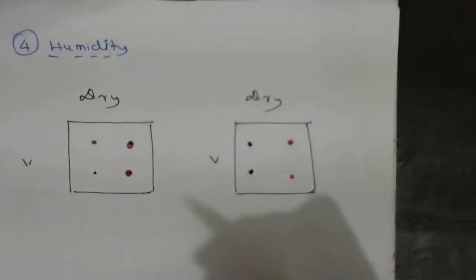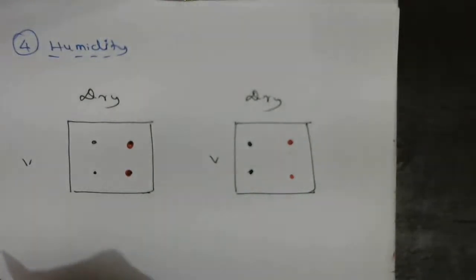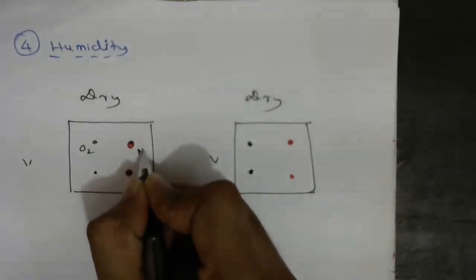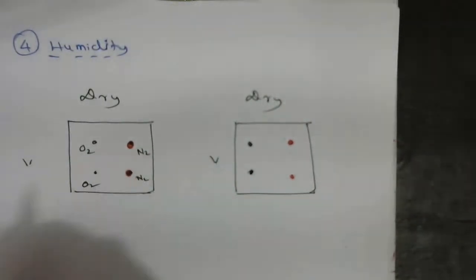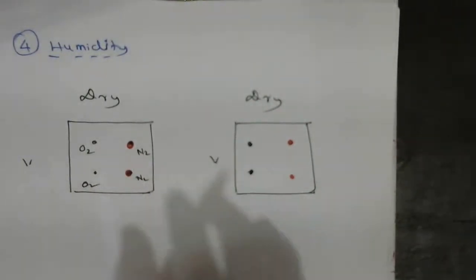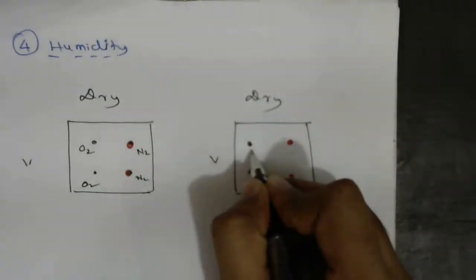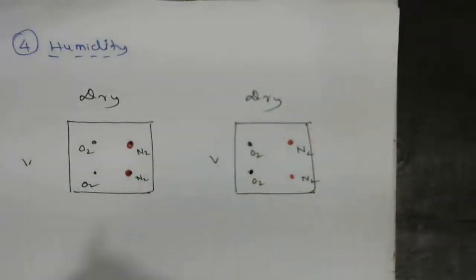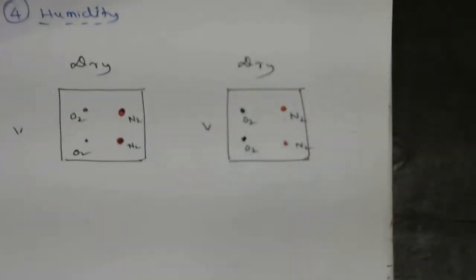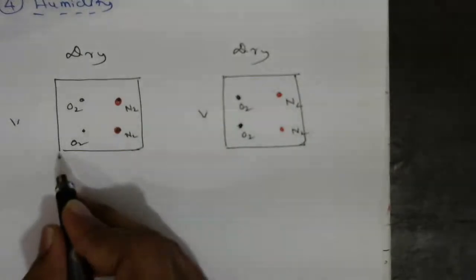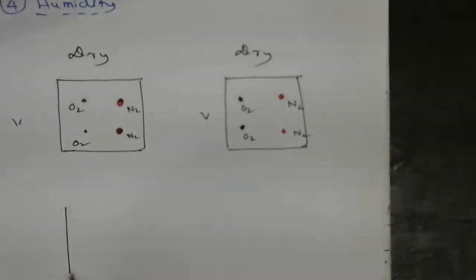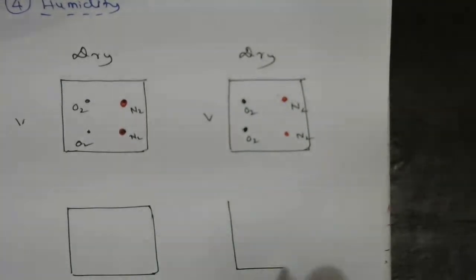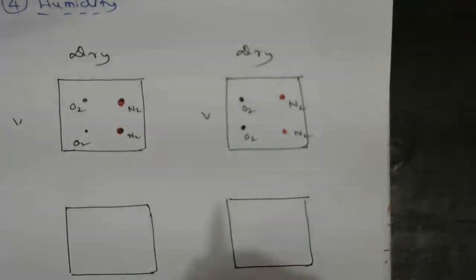I am talking about air. Air contains what? Oxygen and N2. Two oxygen molecules and two nitrogen molecules I'll take, and here also the same, oxygen 2 and nitrogen 2. This is dry air. Now the second case. Hope you understood. So the volume I am taking constant, and in that volume the same number of molecules I have taken.